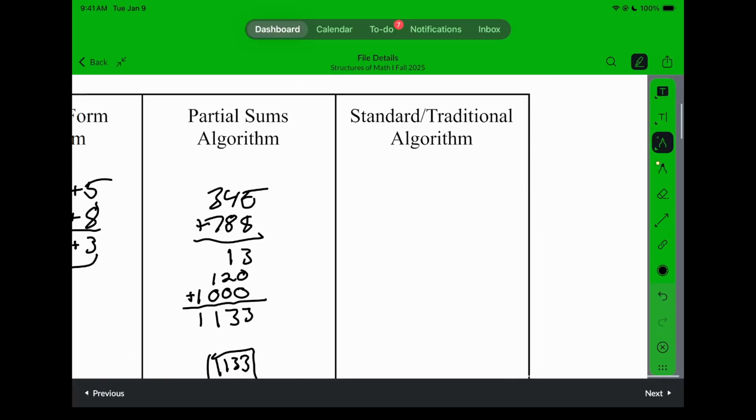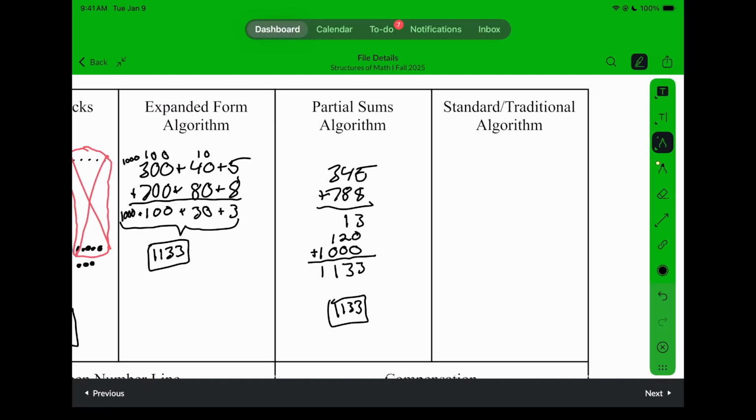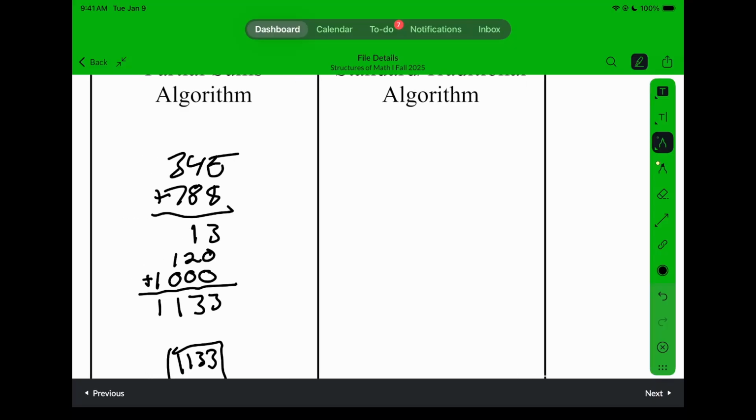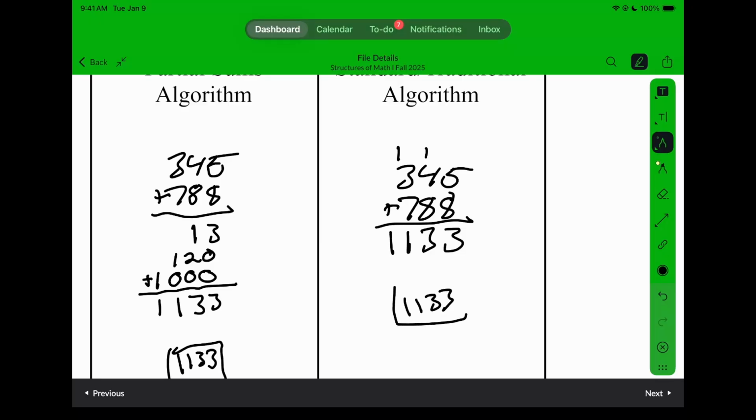Then we have standard algorithm. So this one should hopefully be a breeze. 345, 788. Carry the 1. 8 plus 4 is 12 plus 1 is 13. Carry the 1. 7 plus 3 is 10 plus 1 is 11. 1,133.